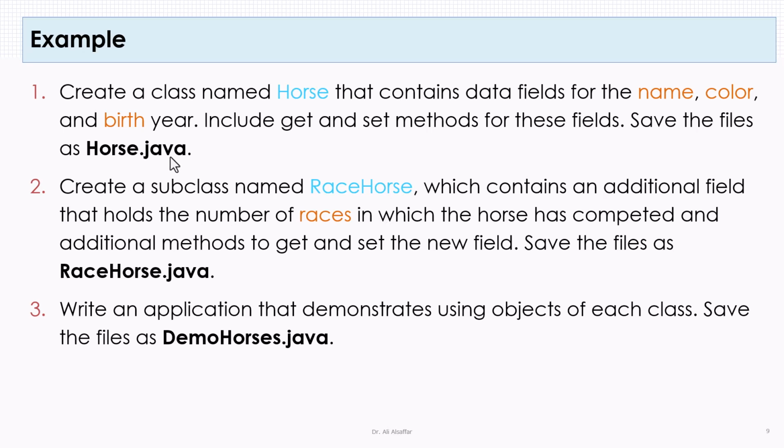So let us start. Step 1, we want to create a class named horse that contains the general information for horses, which are name, color, and birth year. Also, we want to include getters and setters for all of these fields and save the file as horse.java. So let us go to JGrasp.